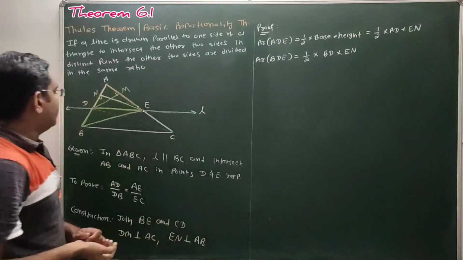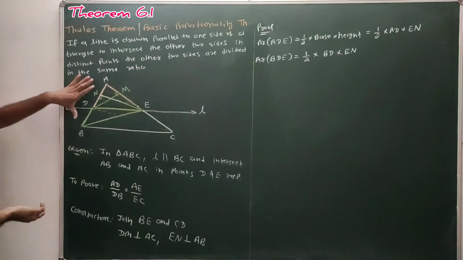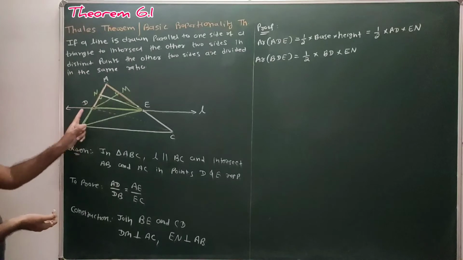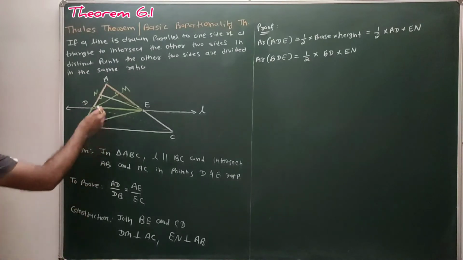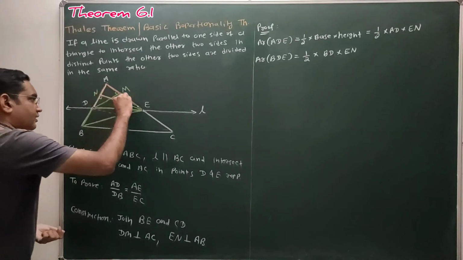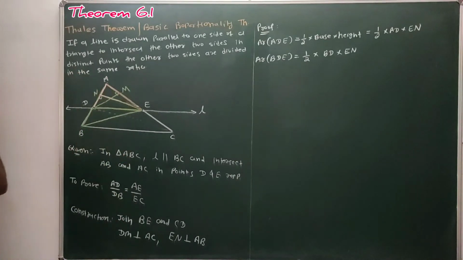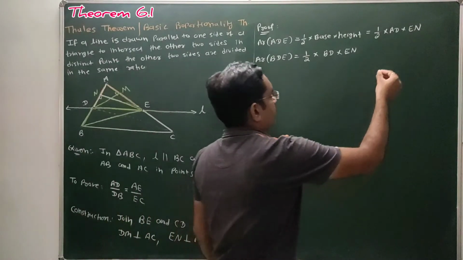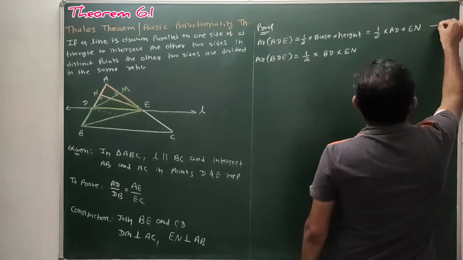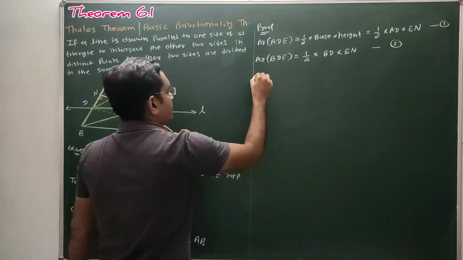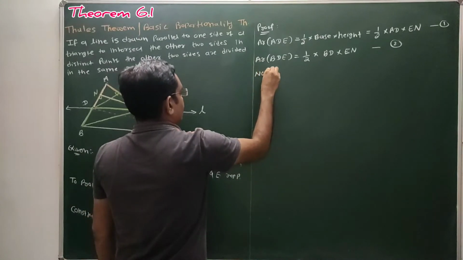Both triangles will have the same height because this is the same side. So the height of triangles ADE and BDE will be the same, and that will be equal to EN. EN is the common height for both triangles. Done. So now we can consider the ratio of their areas. Suppose this is equation number 1 and this one is equation number 2.